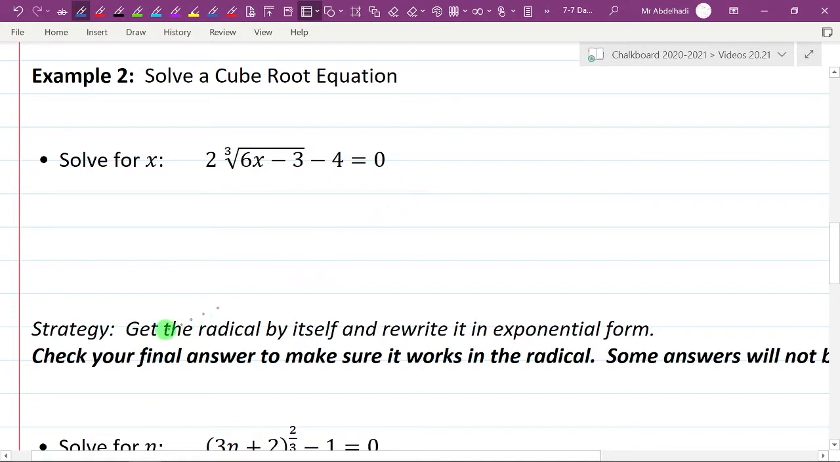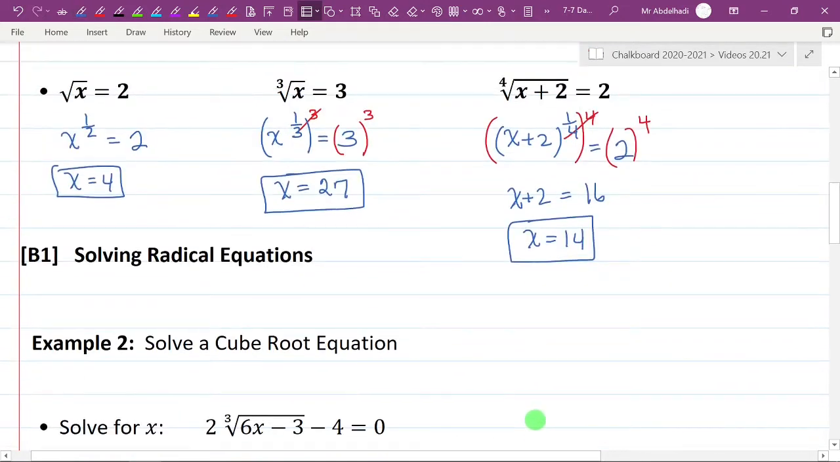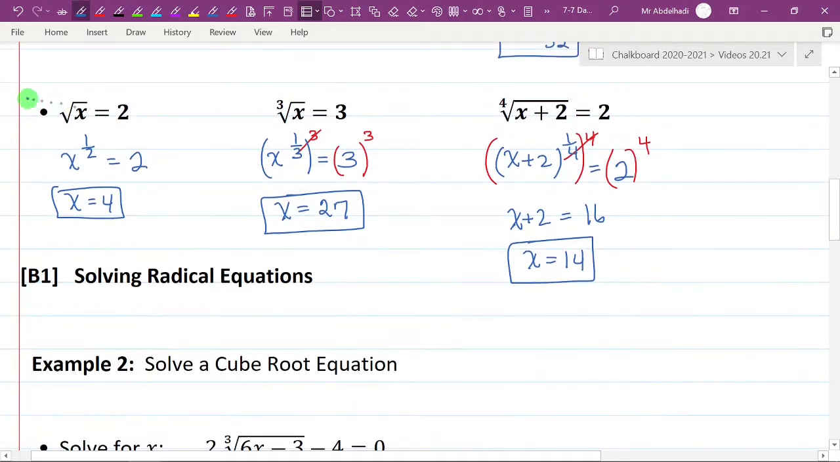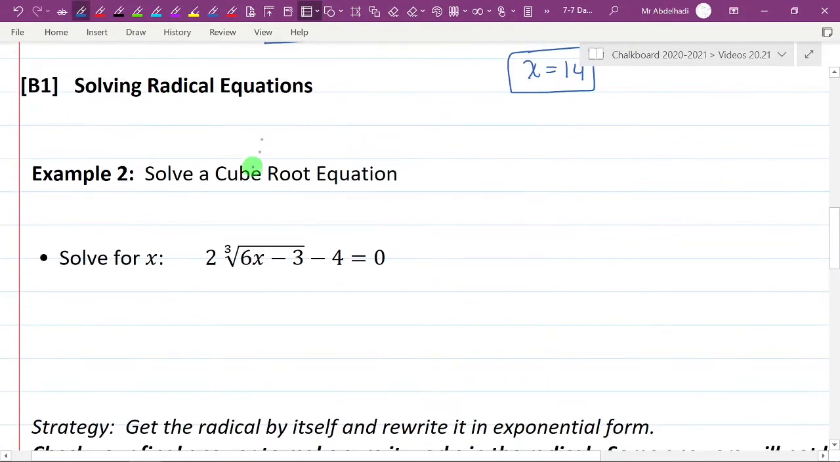Well, it says right here, the strategy is get the radical by itself. So in order to make this problem more like the easy ones that were here, you notice that these all have a radical that's got nothing else going on, just a radical. So here we have a radical, which is this part here, but we also have this 2 sitting out here. We also have this -4 sitting out here. We have to get rid of those things.